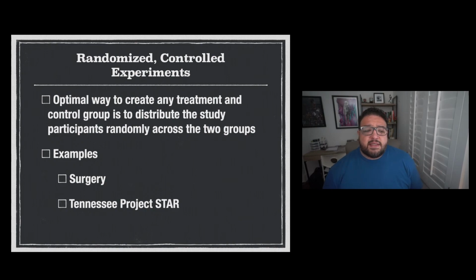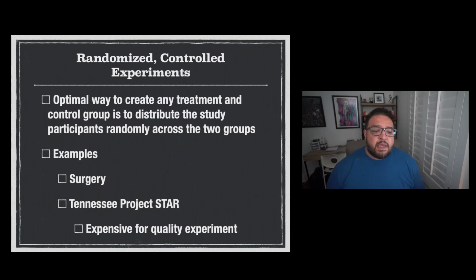Then they talked about the Tennessee Project STAR, right? This is where they wanted to see the effect of having smaller classroom sizes and/or having a teacher with some sort of teacher aid to help when you have larger classes. It did show that there was a difference, but something to think about when you have these randomized controlled experiments, especially when you're trying to fund them, is that they can be very expensive when you're going for a quality experiment like this.